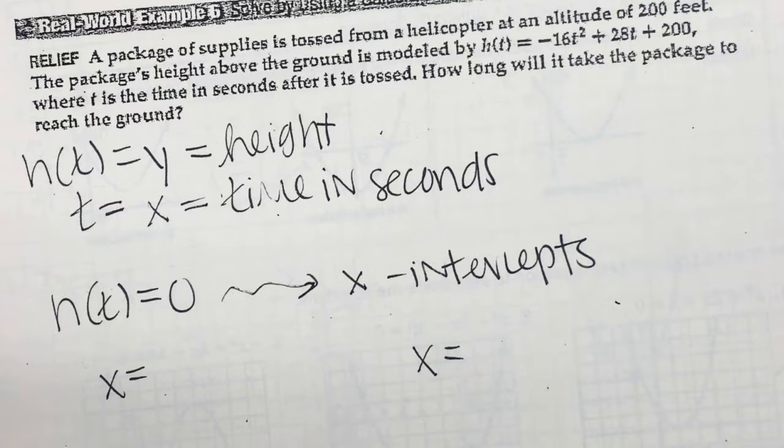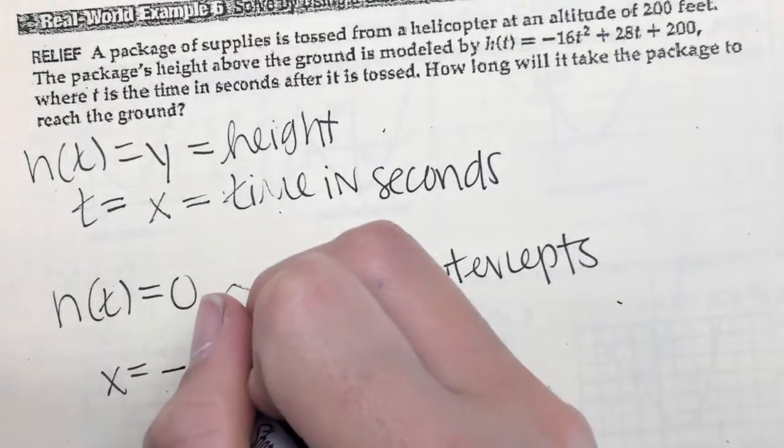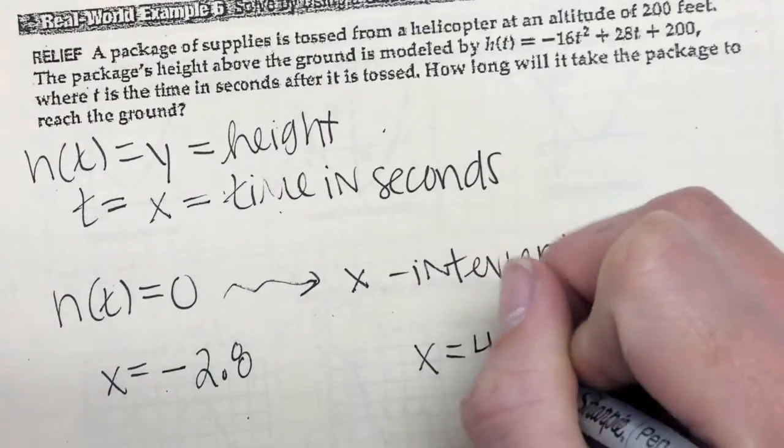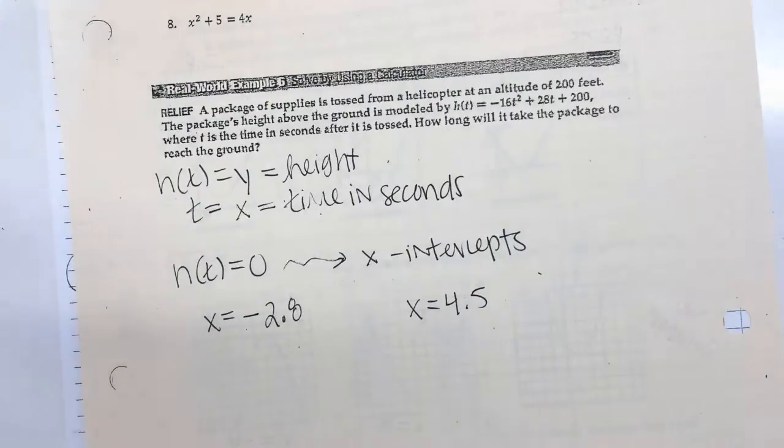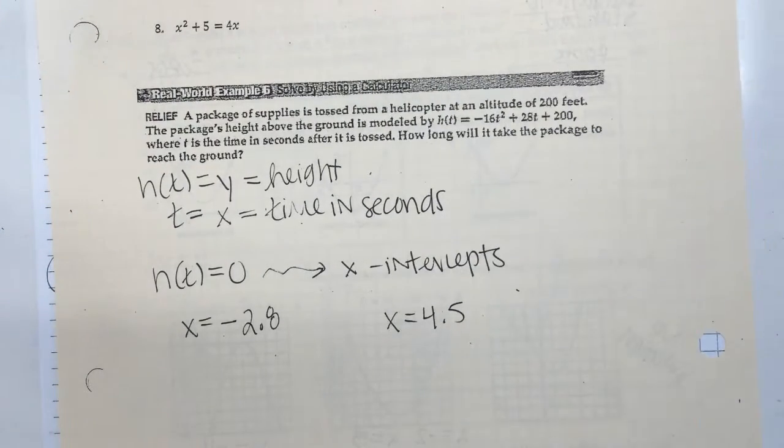Who has found the zeros? Anybody? Alright, what's the zeros? Negative 2.8 and 4.5. Anybody else get these? You got them? Do we need to go over how to do this in your calculator? Yes. Okay.